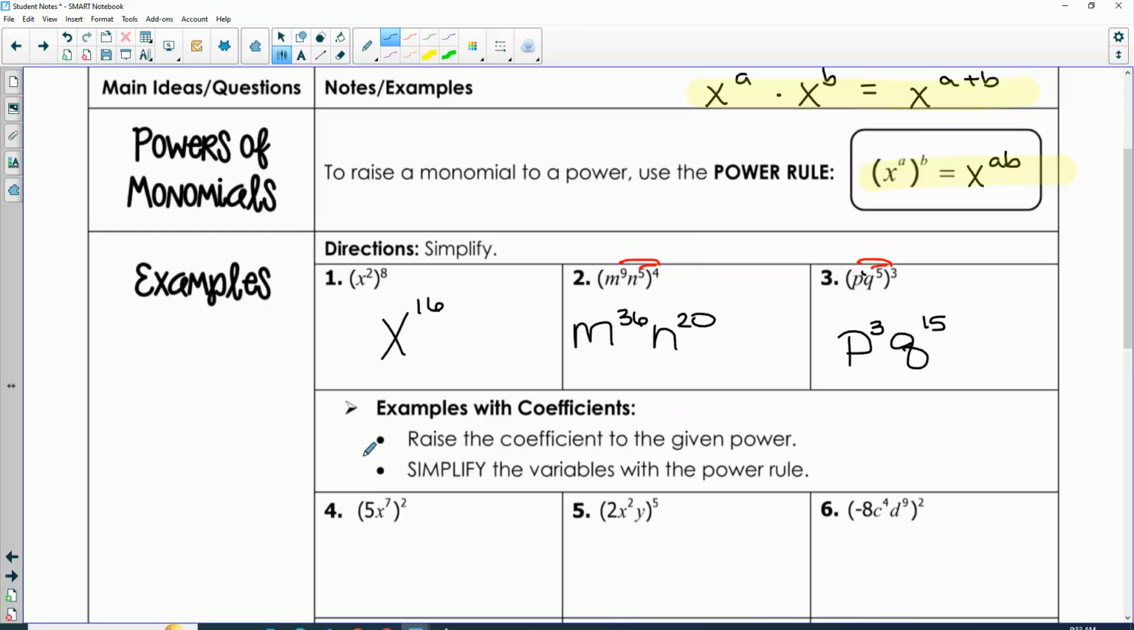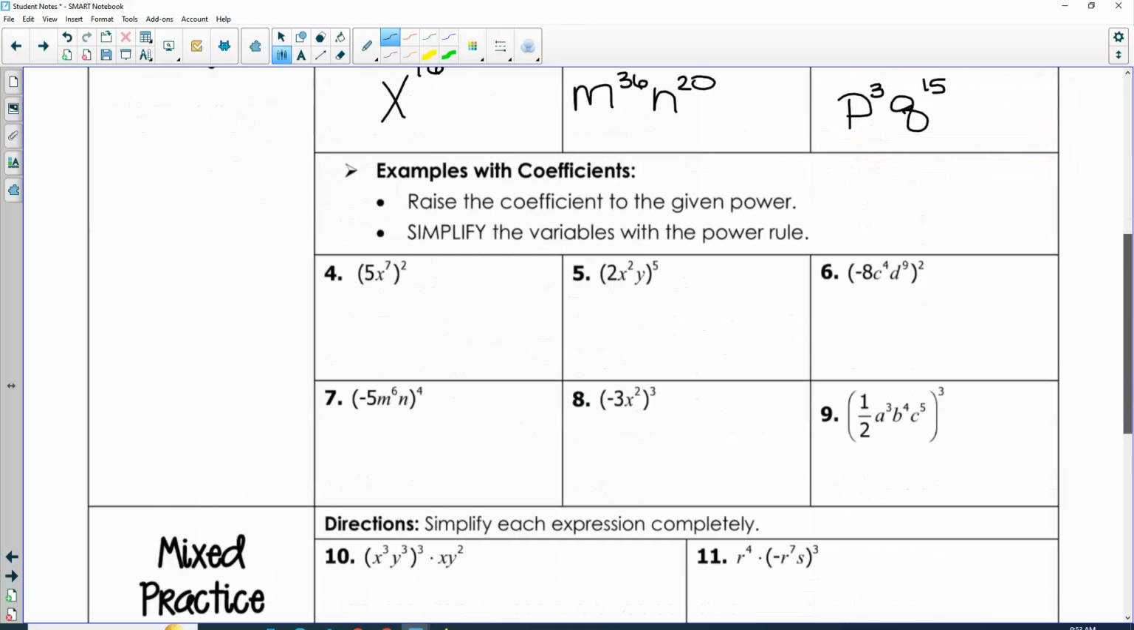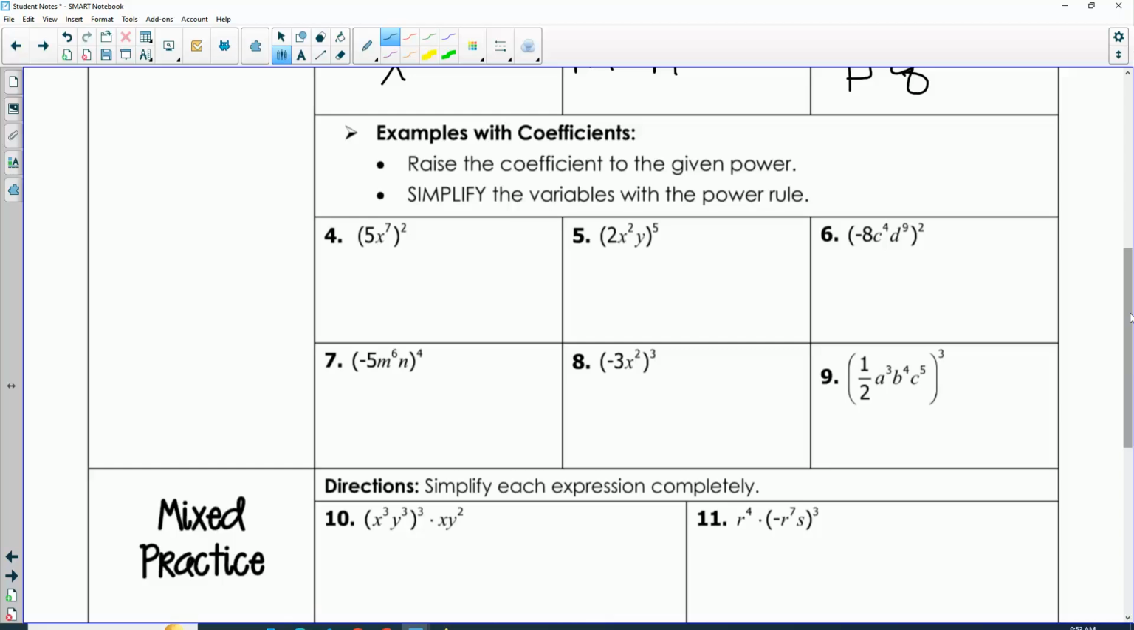All right. When you have coefficients, so numbers in front, it works the same way. That exponent has to go to everything. So we have to take it to the number as well. So when I see this, that tells me I have to do a 5 squared, and for x, 7 times 2 is 14. But we can simplify. What is 5 squared? 25. That means 5 times 5. So 25 x to the 14.